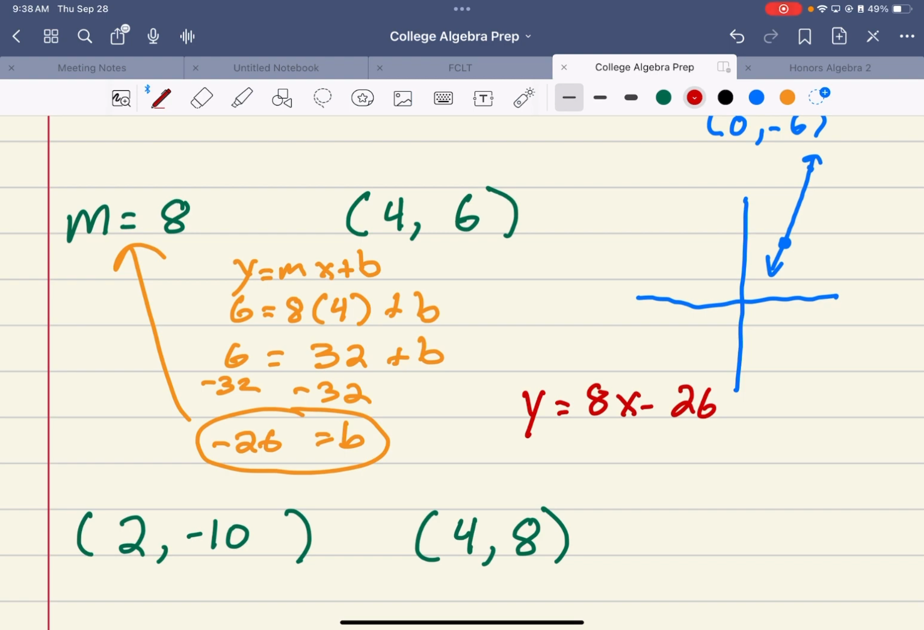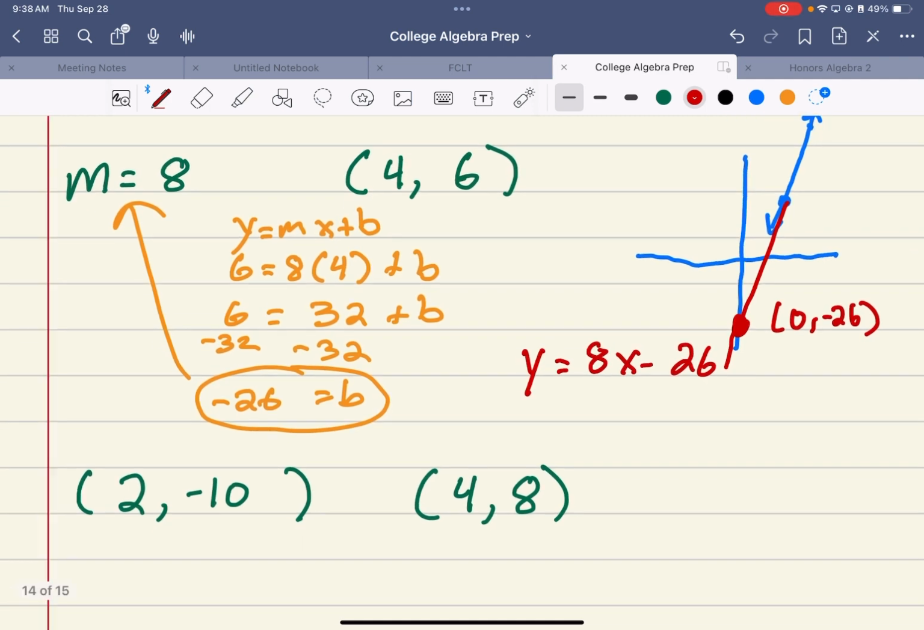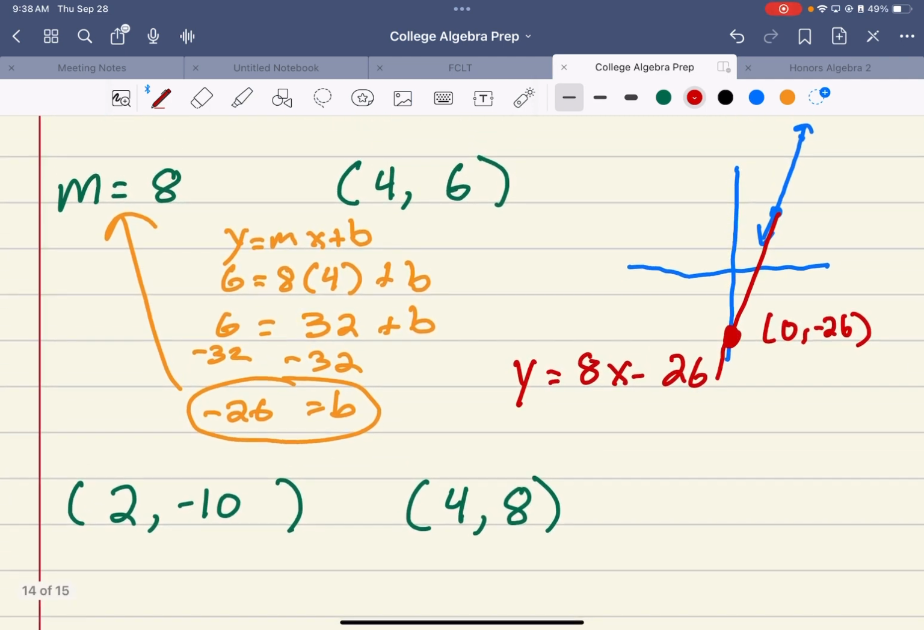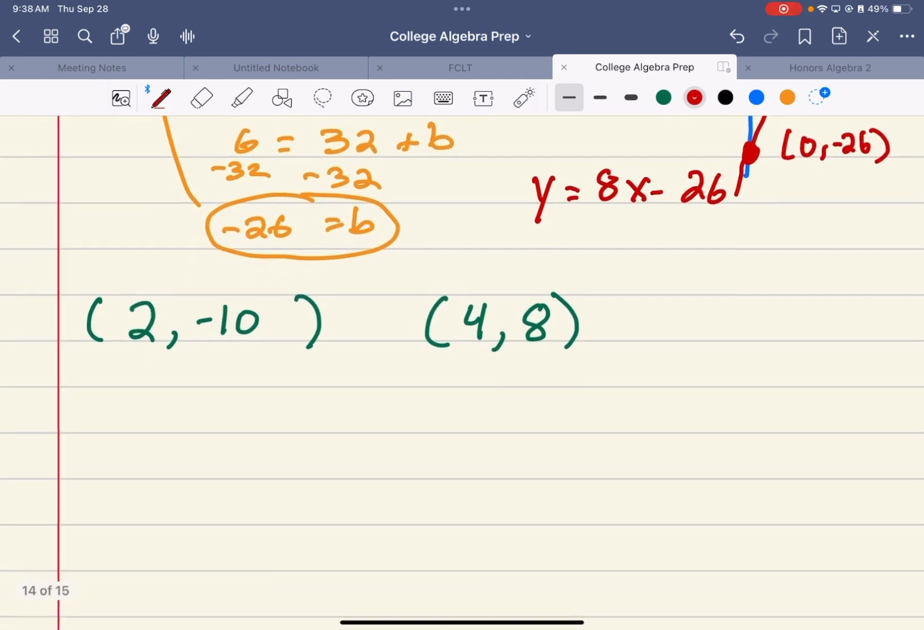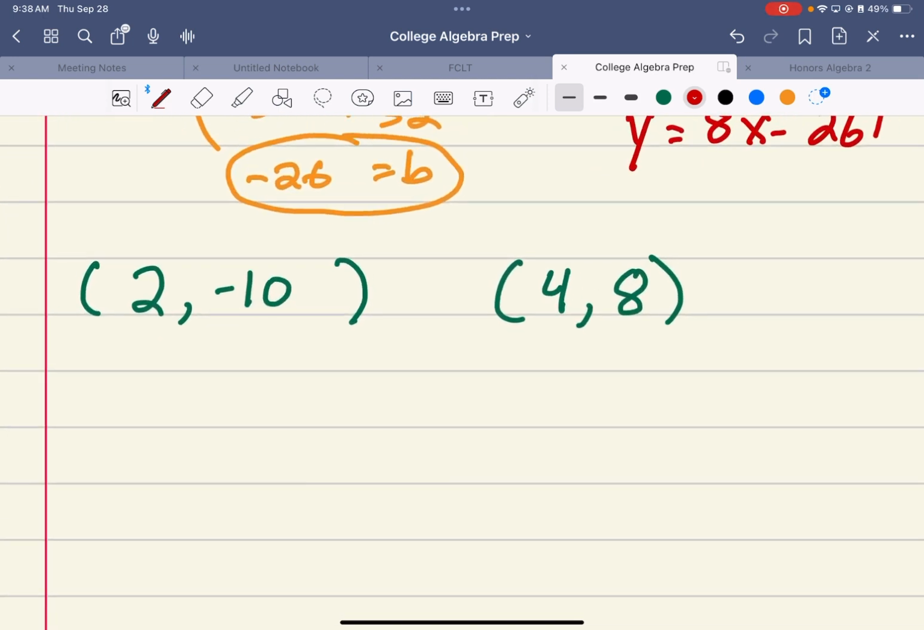Again, just to reiterate what that means, this graph then is going to hit your y-axis at 0, -26. That's what that means. And obviously not to scale. Okay. Questions with that one? Okay. Let's look at the next one.